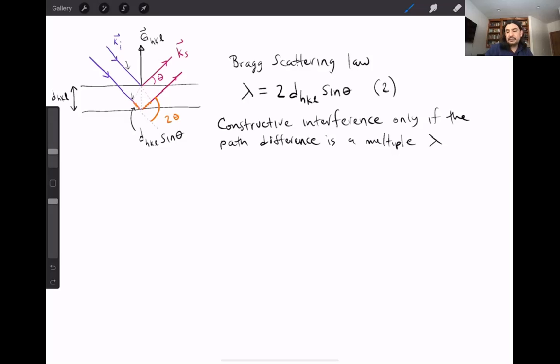So now you have a way to determine the d spacing because you know both theta and lambda. And with that, now you just have to investigate what the Miller index is that you're seeing.